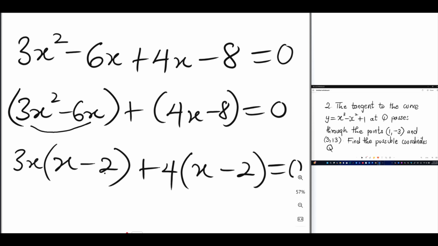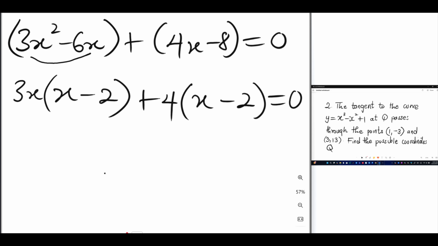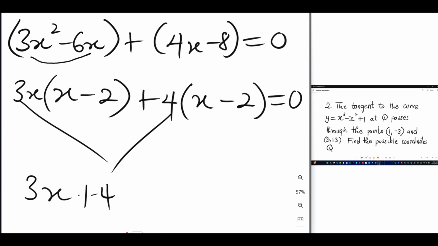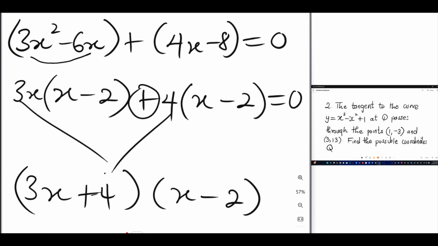All right. Now you can see that the expressions in the brackets are the same. So we just repeat one of them, then bring the factors outside together: 3x plus 4, because the 4 here is positive, in one bracket. Then we have another one, x minus 2, all equal to 0.